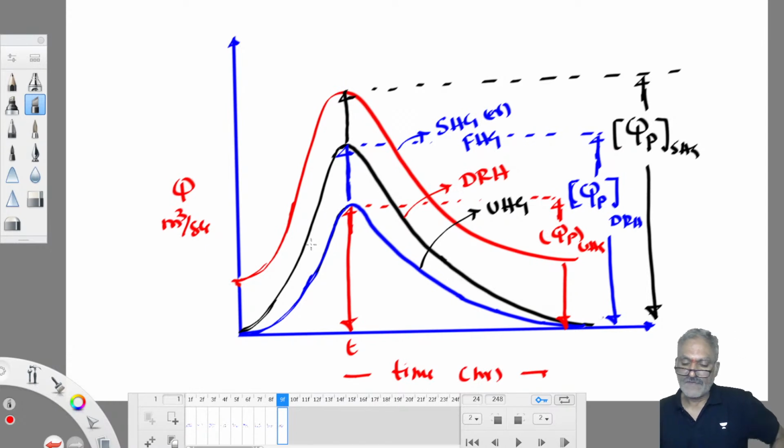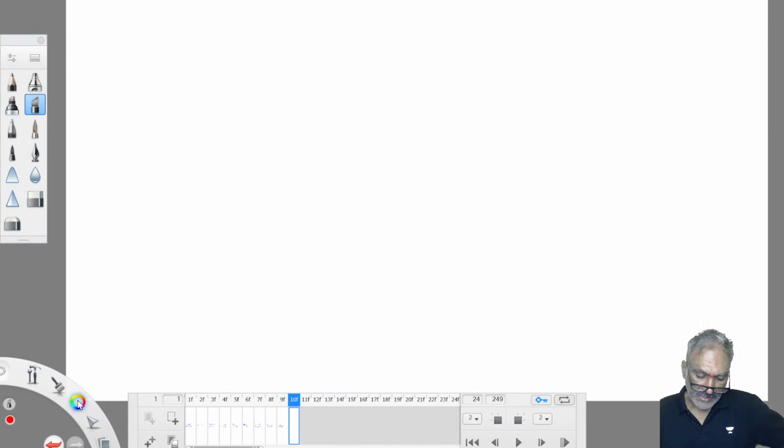Whenever the storm hydrograph is given, you are expected to find out the direct runoff hydrograph. From there, you are expected to find out the unit hydrograph. Whenever the unit hydrograph is given, you are expected to find out the direct runoff hydrograph. From there, you can find out the storm hydrograph or flood hydrograph. Understood now? So finally, what you have to remember?